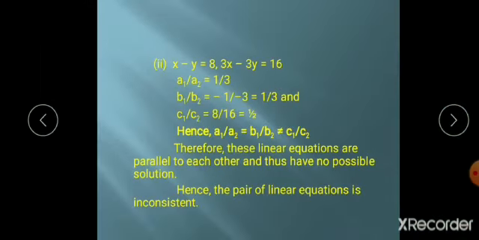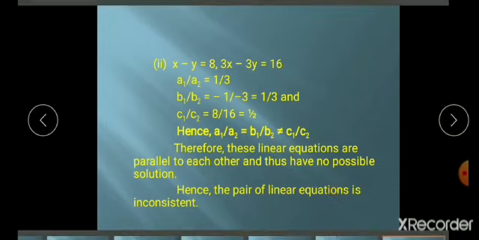Let me take another, the second one. x minus y equal to 8, 3x minus 3y equal to 16. So A1 by A2 is equal to 1 by 3. B1 by B2, if you divide the coefficients, is 1 by 3. But the third one is 8 by 16, that is 1 by 2. So A1 by A2 is equal to B1 by B2 but not equal to C1 by C2. So what type of lines? Such lines are called parallel lines. So it has no solution, it is inconsistent. When it is inconsistent, no need to draw the graph. They ask you to draw the graph only if it is consistent.